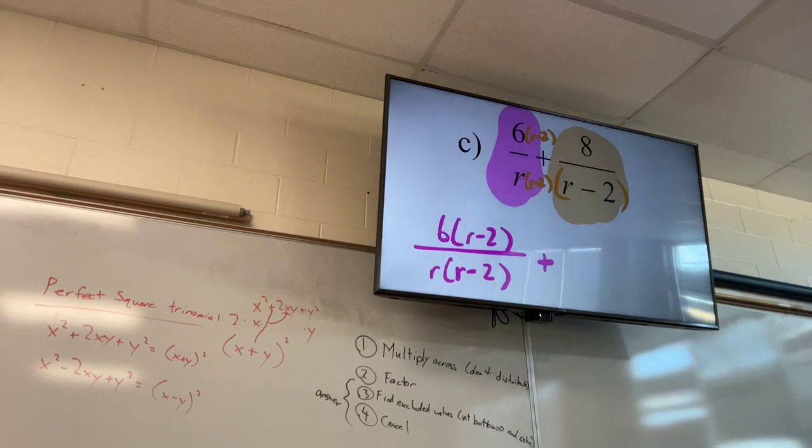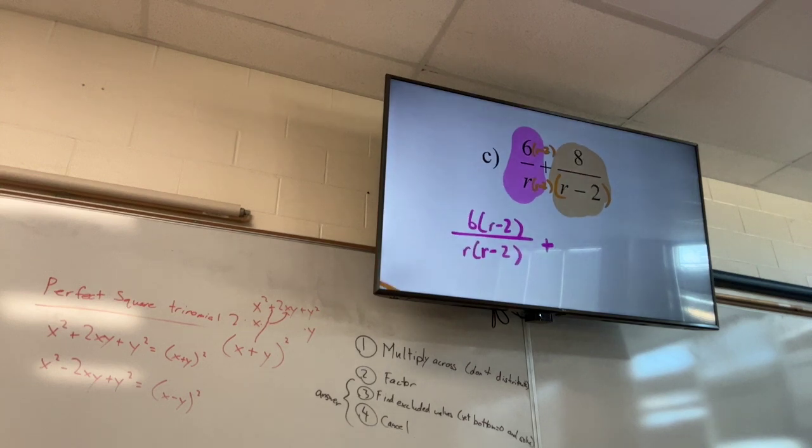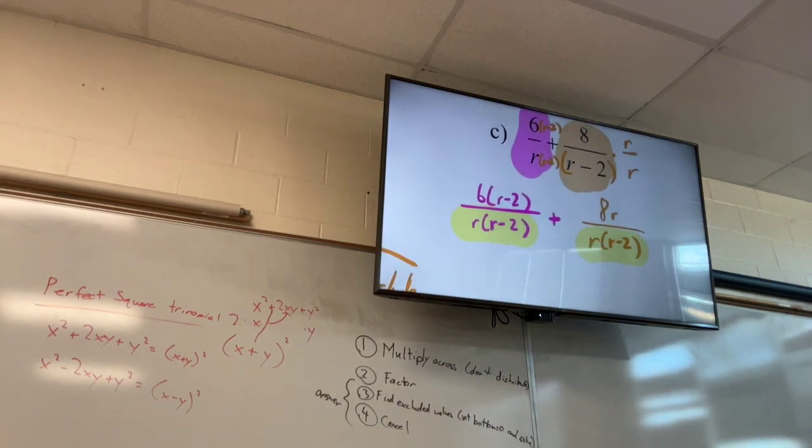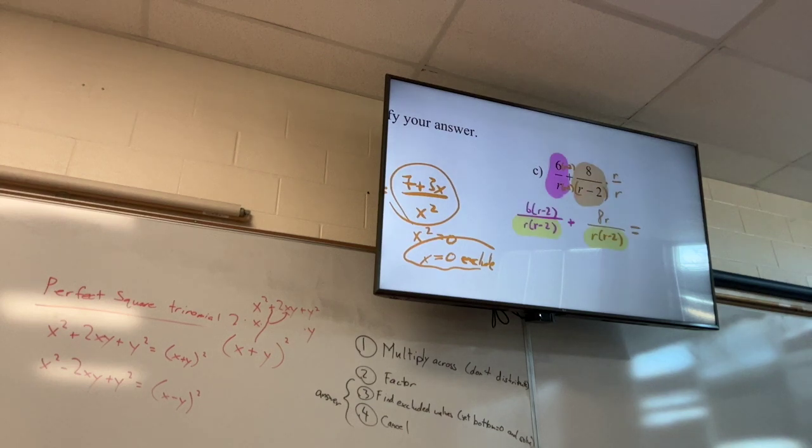But r and r minus 2 are not the same factor, right? What factor is missing from the orange denominator that is present in the pink denominator? R, yeah. So we need to multiply the top and bottom of this guy by r. So we get ar over r times r minus 2. Now look, they have the same denominator. This is the easy part, right? Just add straight across the top.